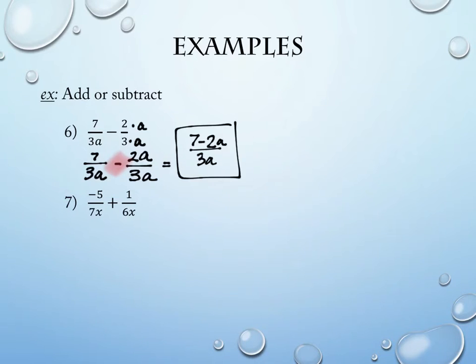And again, it's kind of tempting to say, hey, there's an a in the top and a in the bottom, I can cancel it. But there's not an a on every term in the top, so I can't cancel it. There is nothing on the top and the bottom that are the same in every single piece, so I'm done.